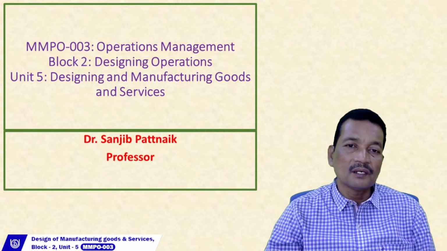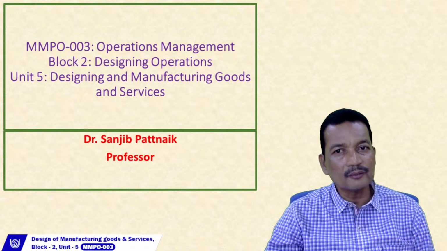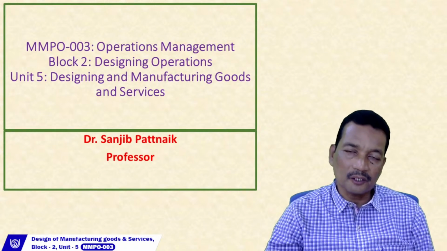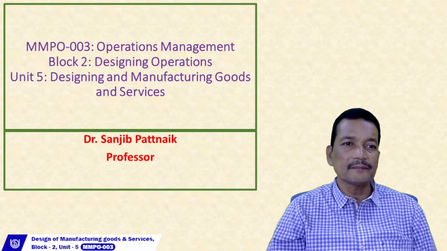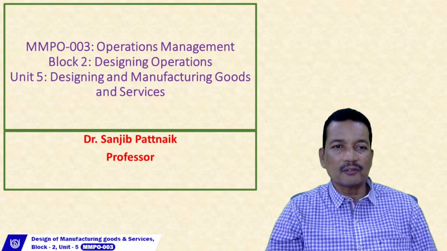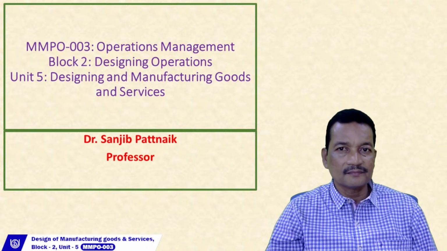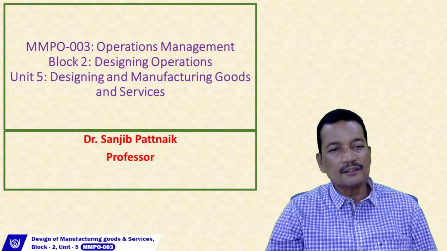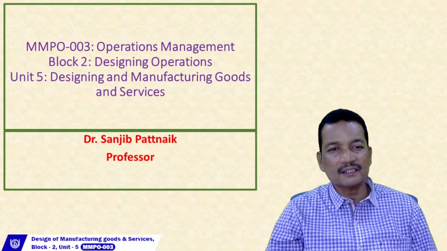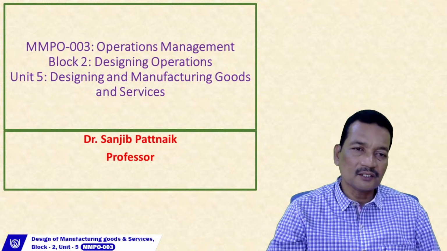various ways in which we can produce or generate products and services respectively. This block 2 is particularly focusing on designing operations. So today in our session we will be looking at unit 5, that is designing and manufacturing goods and services.